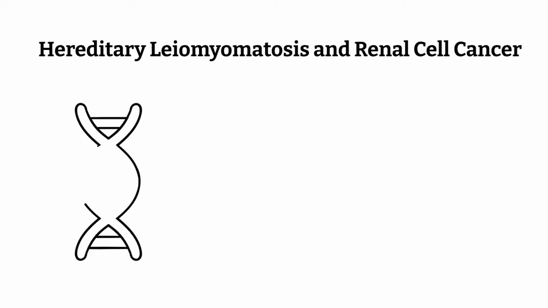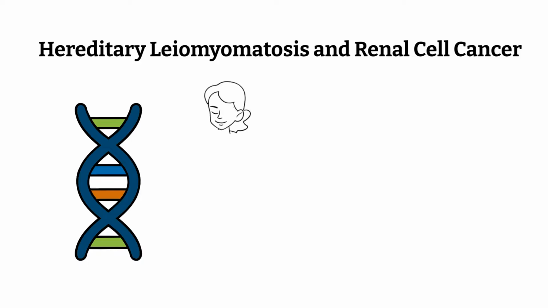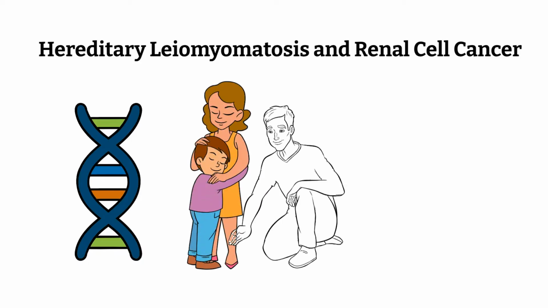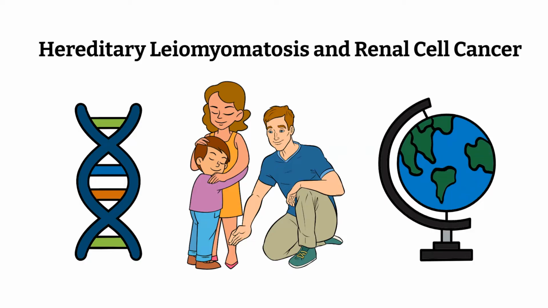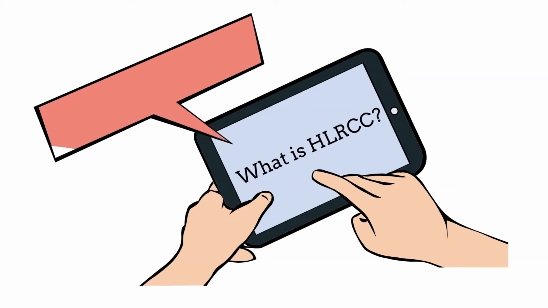Hereditary leiomyomatosis and renal cell cancer, also known as HLRCC for short, is a hereditary condition that affects an unknown number of individuals and families worldwide. The condition was previously thought to only affect a small number of families. However, new research suggests HLRCC is the most common hereditary kidney cancer syndrome, and many have yet to be diagnosed.